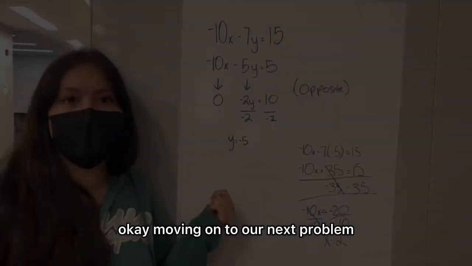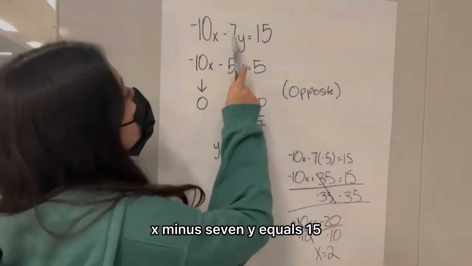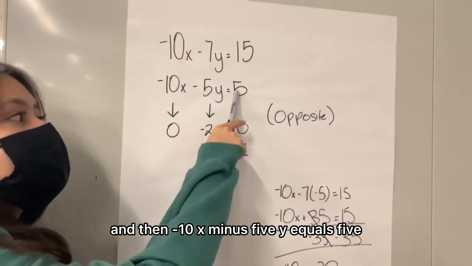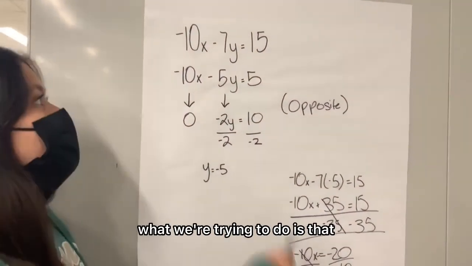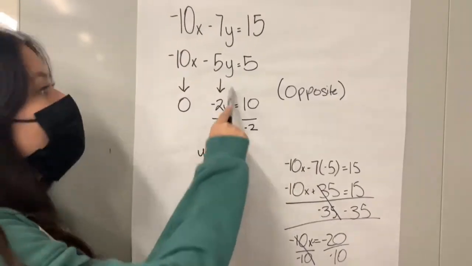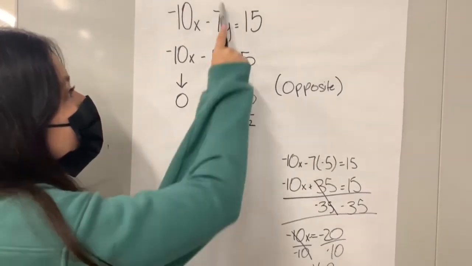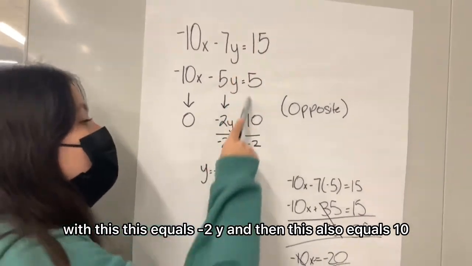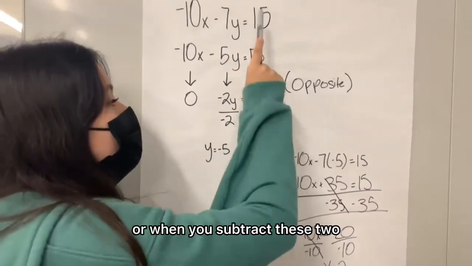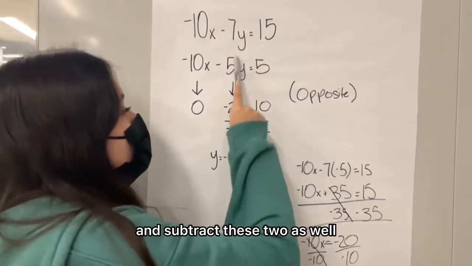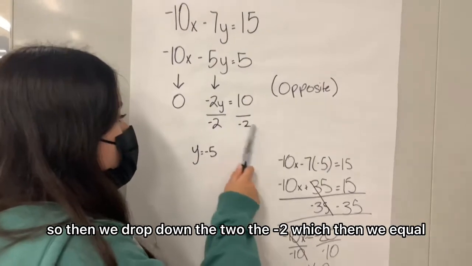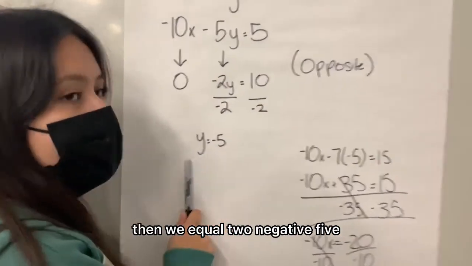Okay, moving on to our next problem. So for this problem, we have negative 10x minus 7y equals 15, and then negative 10x minus 5y equals 5. So to solve this problem, what we try to do is that when you cross these out, these equal 0, and then with this equals negative 2y, and then this also equals 10 because when you subtract these two, and subtract these two as well. So then we drop down the negative 2, which then we equal to negative 5.